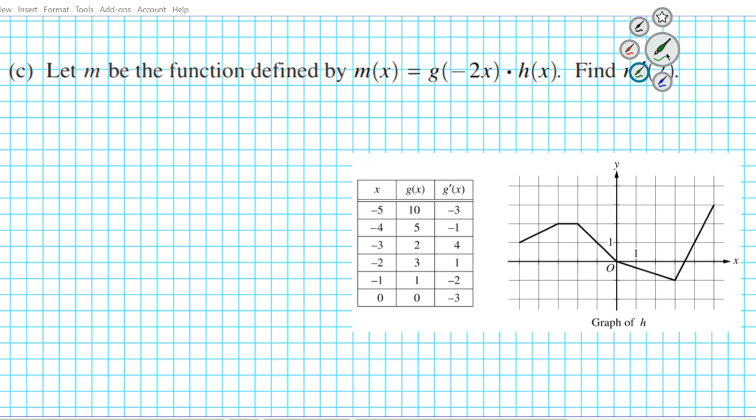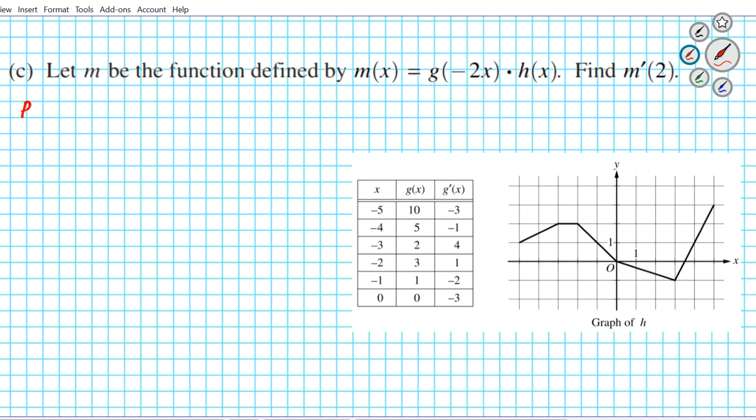Alrighty, let's go ahead and take a look at number 6C. It says, let m be the function defined by m of x equals g of -2x times h of x. Find m prime of 2. So we're looking for the derivative at a point again, or the slope of the tangent line.